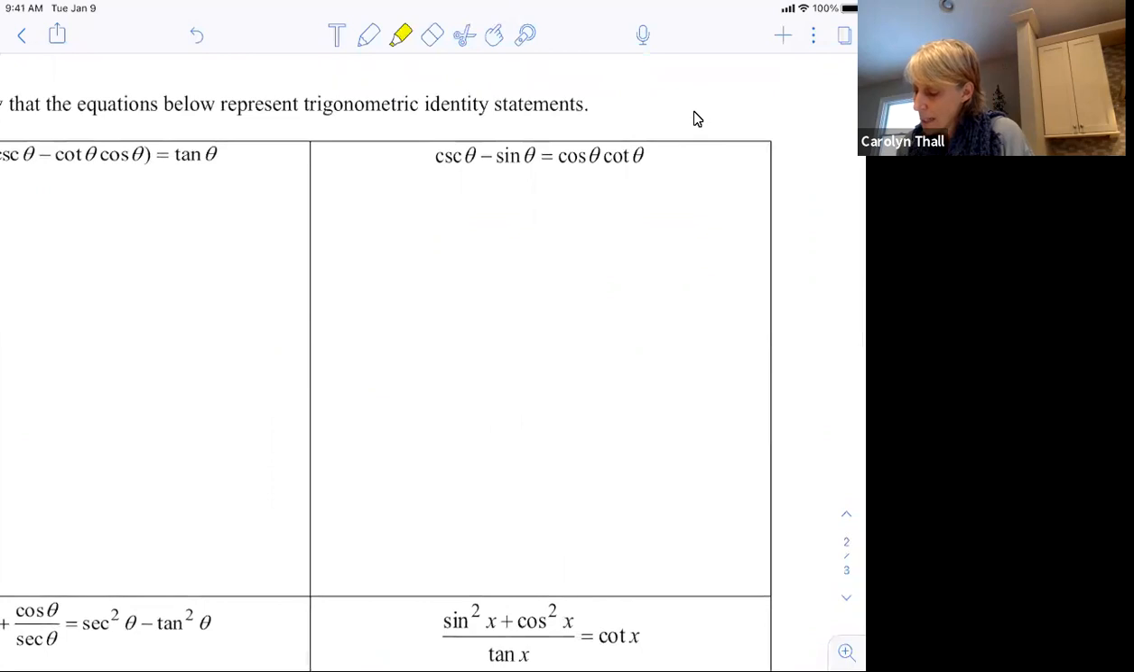Cosecant theta minus sine theta equals cosine times cotangent. I'll just rewrite each side. 1 over sine minus sine equals cosine times cosine over sine. And again, I might have done more work than I needed to, but I like to see it in sines and cosines. So to get this side as one single quotient, I'm going to multiply by sine over sine, add across the numerator.